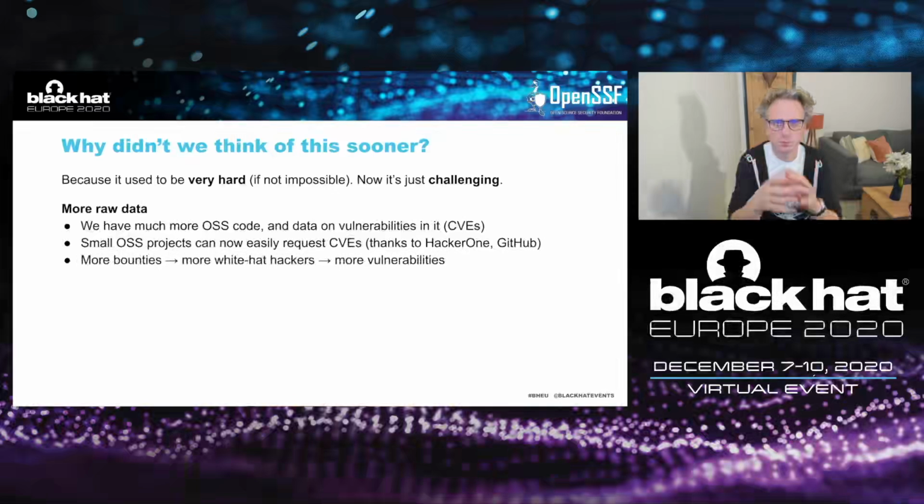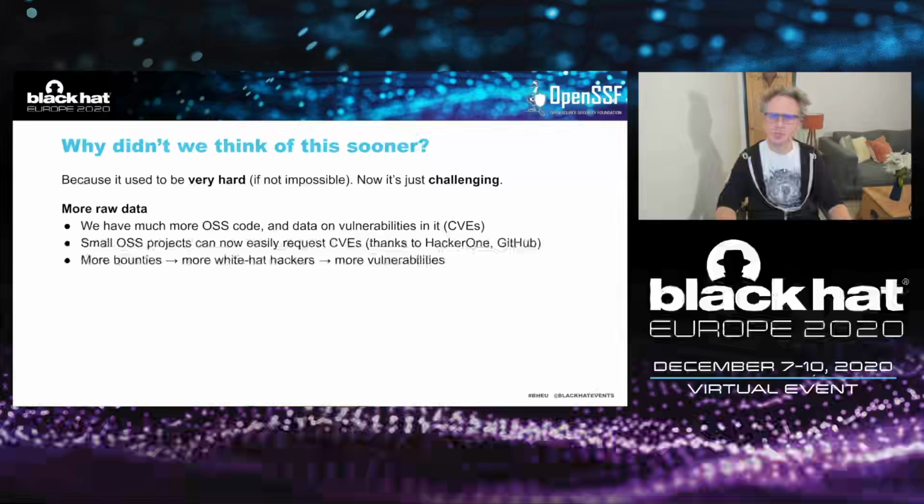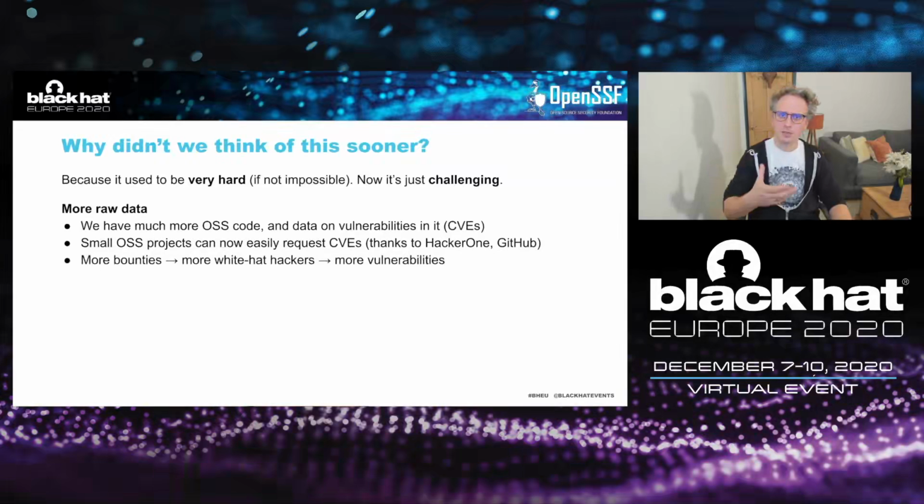The first reason for having more data is there's simply more open source code and more vulnerabilities in open source code. In the early 2000s, a lot of CVEs were related to closed source applications. And that means that these CVEs were not very useful for benchmarking tools with because the tools often need the source code. It's also a lot easier these days for small open source projects to request a CVE for their vulnerabilities. Previously, only large projects like Apache could do that, but smaller projects can do that too now. That means we have more CVEs to play with.